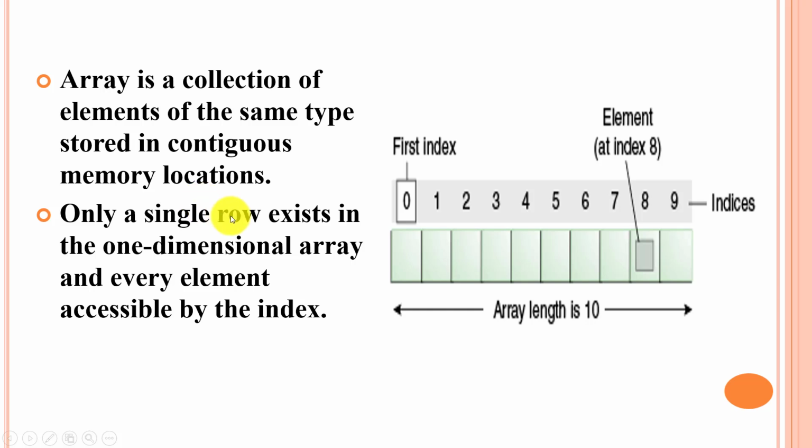Now why is it called one-dimensional? Because you can see a single row exists in a one-dimensional array, that's why it becomes one-dimensional, and every element is accessible by its index. It can be accessed by this indexing. Like if I want a random element from this array, I can choose index 4, 6, 8, 9, 1, 2, etc.